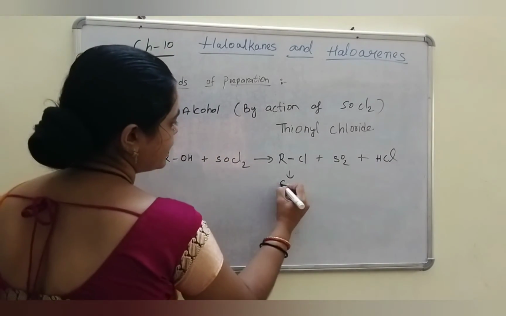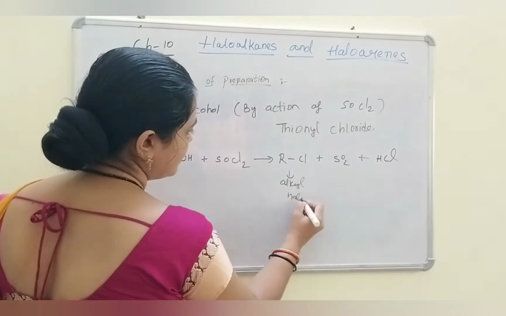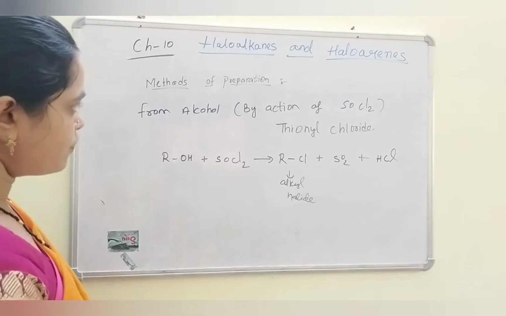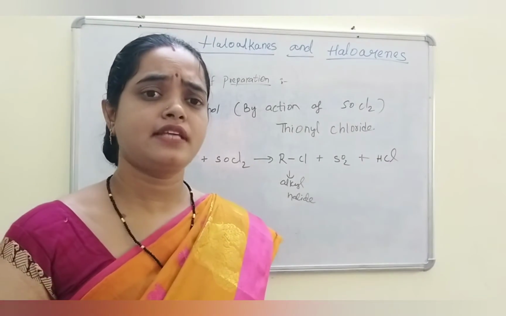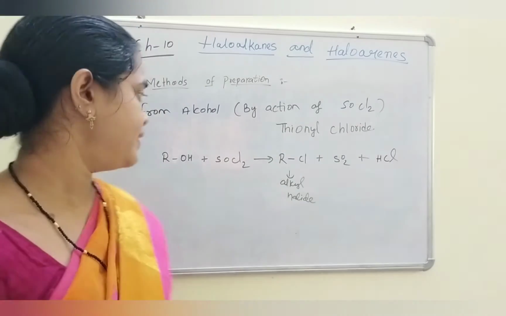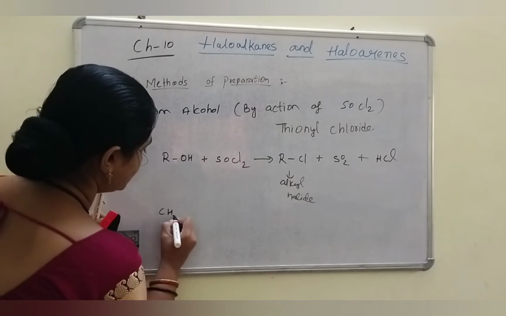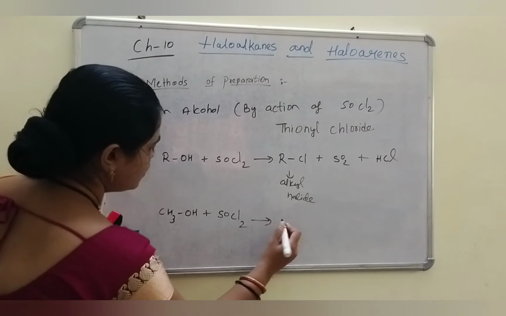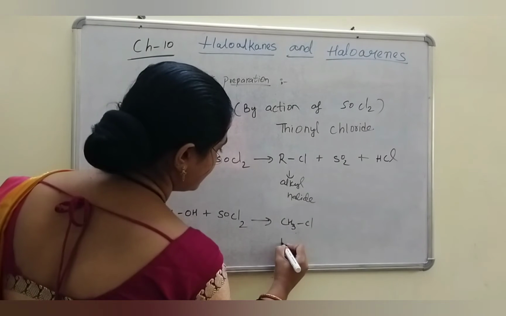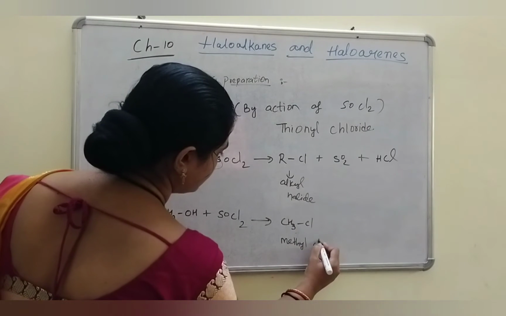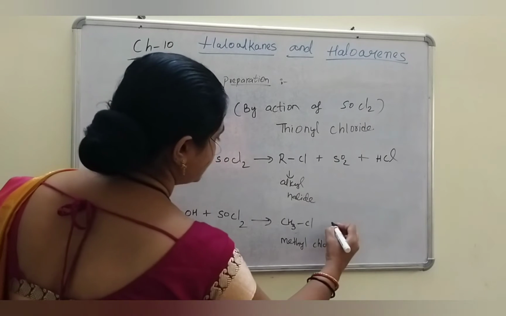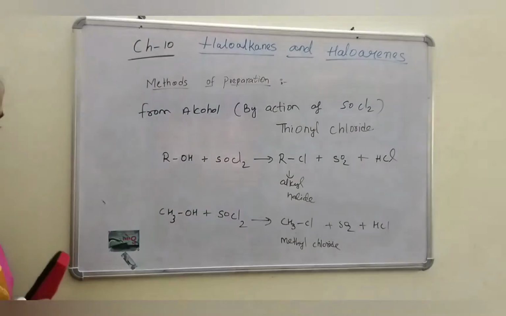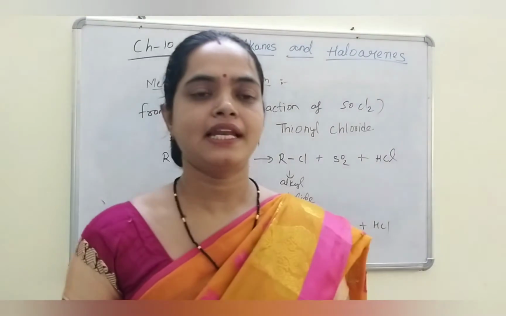So this is the corresponding alkyl halide, along with SO2 and HCl, which are removed. This is the action of alcohol with thionyl chloride. For this, an example: CH3OH treated with thionyl chloride forms CH3Cl, methyl chloride, plus SO2 plus HCl. So these are the methods of preparation of alkyl halides.